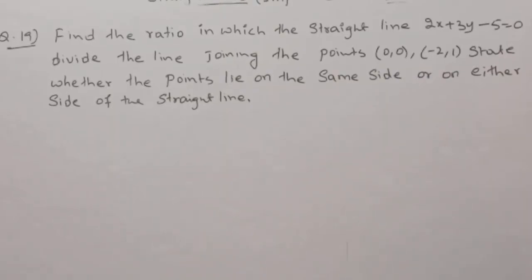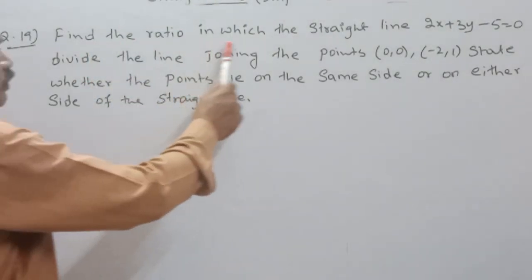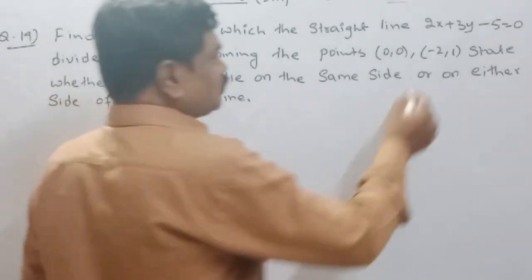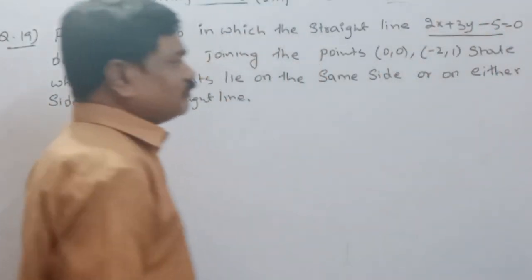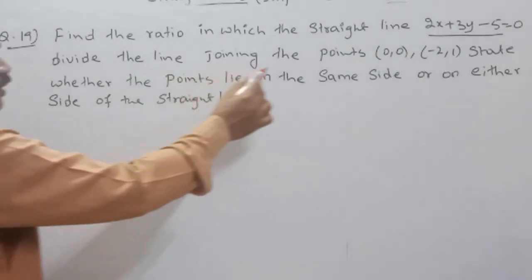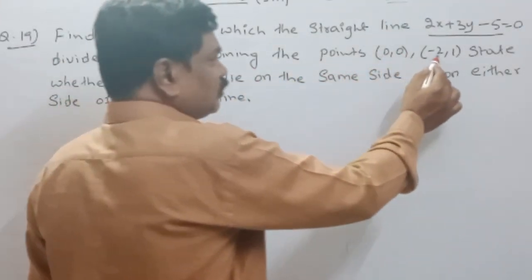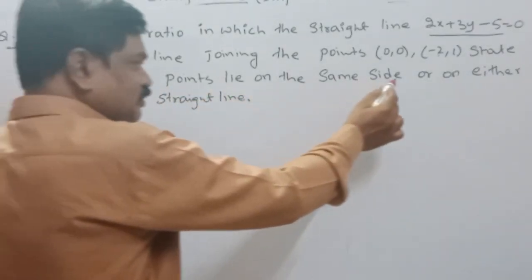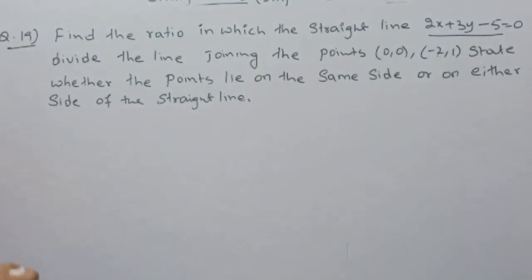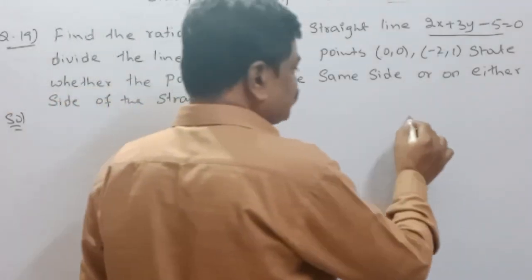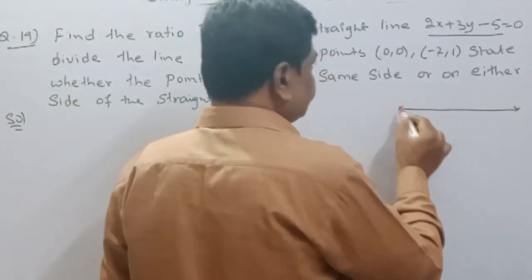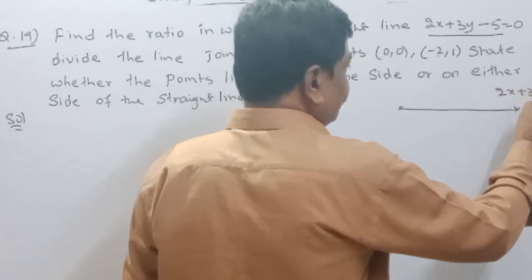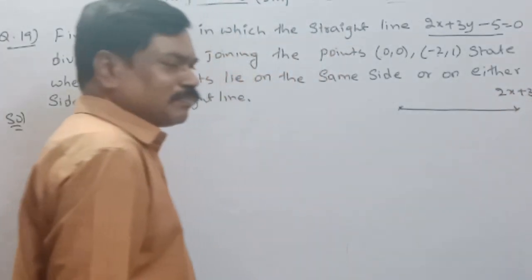Dear viewers, we have one more problem from straight lines. Important, very short answer question. Find the ratio in which the straight line 2x + 3y - 5 = 0 divides the line joining the points (0, 0) and (-2, 1). State whether the points lie on the same side or on either side of the straight line. Okay, all of you. Here you see these are the 2 points. This is the line, given 2x + 3y - 5 = 0.